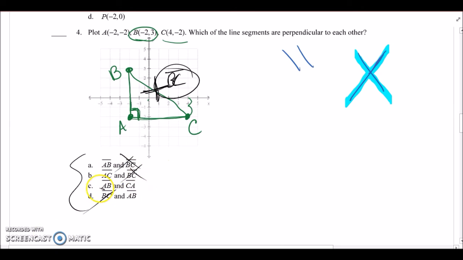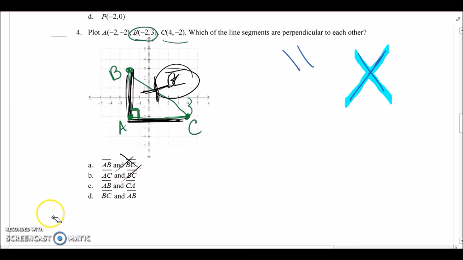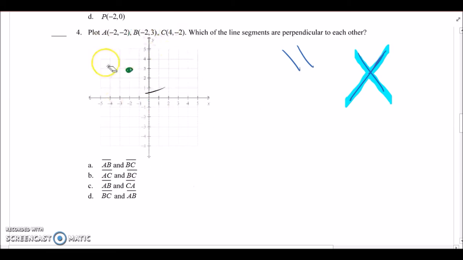So in this situation, you're pretty much only left with one answer. But let's look at it. Here's line segment AB, and then CA. Are those perpendicular? Yes. So there's your answer. I'll let you take a stab at that one. Try it on your own. If you need to practice plotting points, this is a good one to practice on.